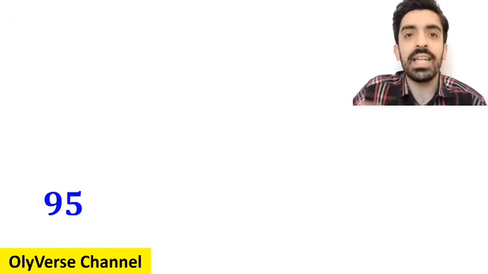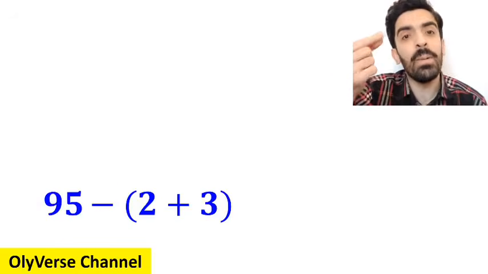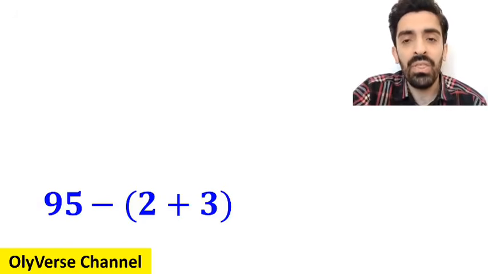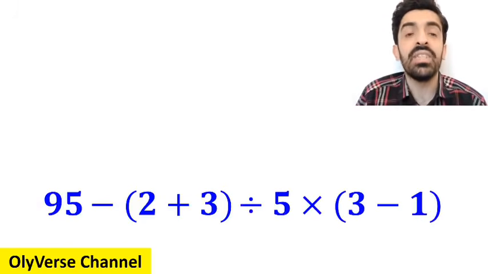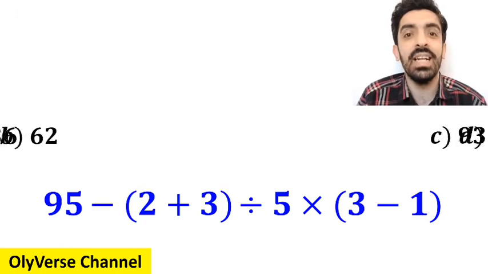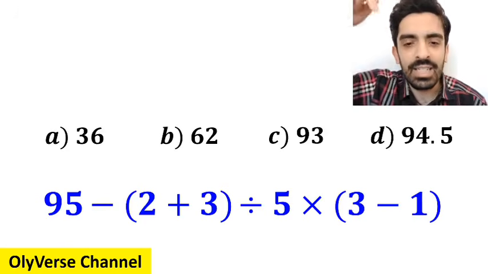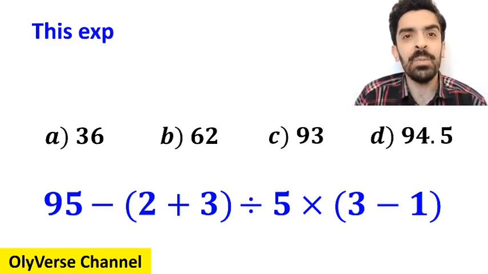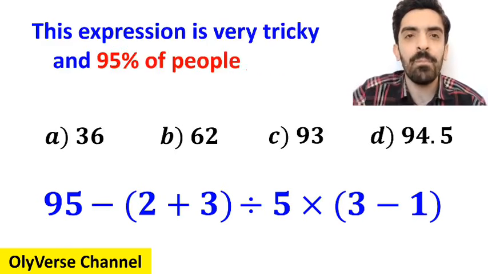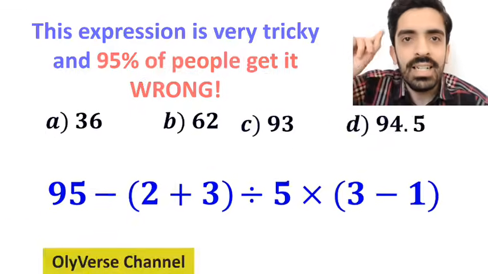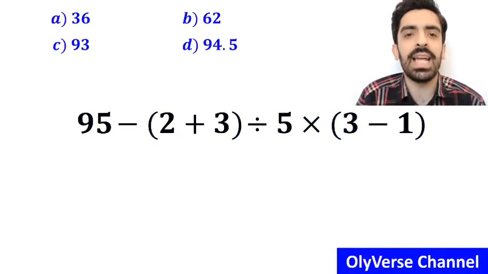What is the value of the expression 95 minus (2 plus 3) divided by 5 times (3 minus 1)? Which option do you think is the correct answer to this question? This expression is very tricky and 95% of people get it wrong. Let's dive in and break it down step by step together.